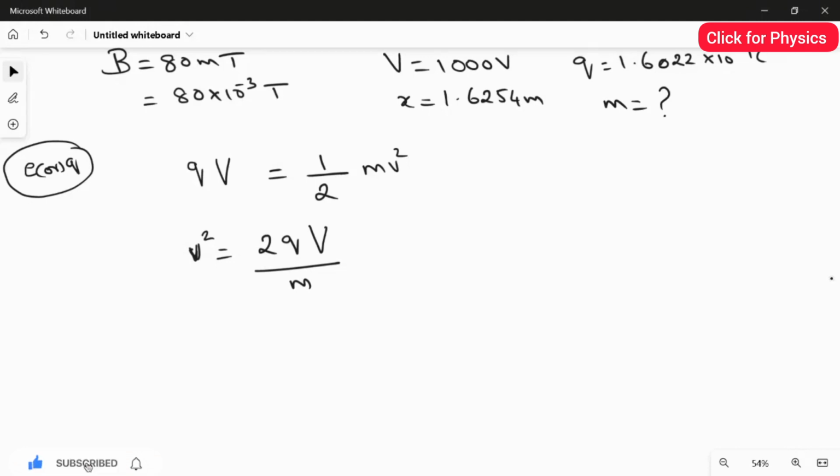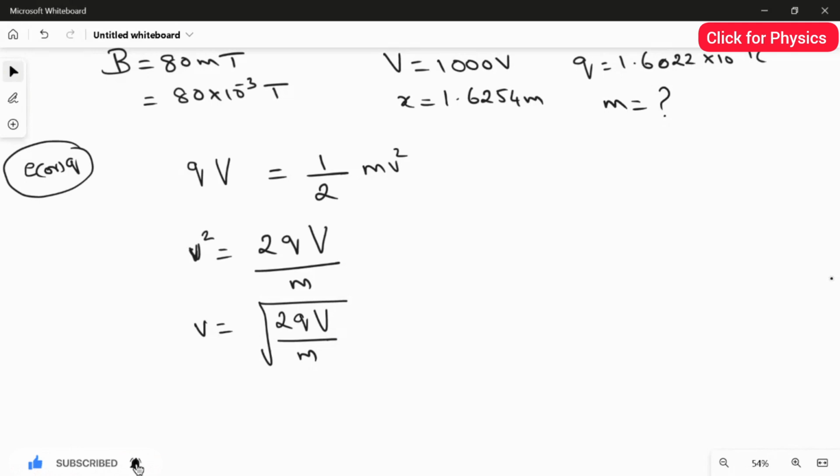Okay, so now I have to take this. I can just use this value later. Here I am going to take the square root. If you take the square root of both the left hand side and right hand side, you will get the square root of 2qV over mass.